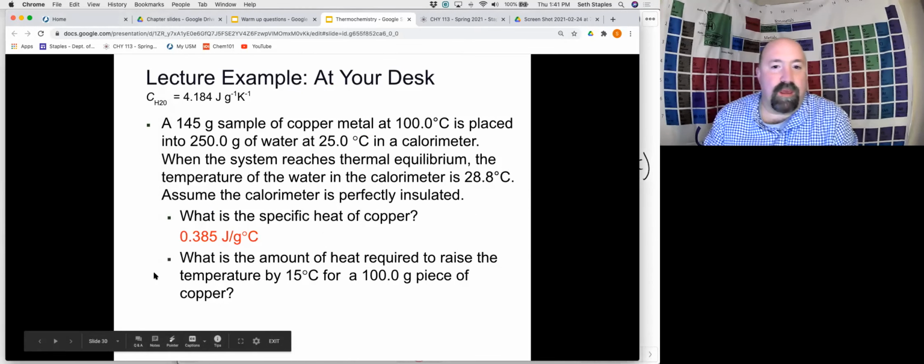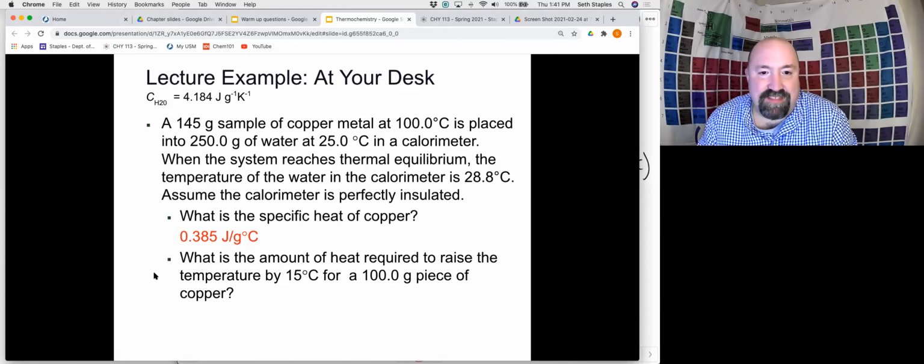So try this one now. Try to find the amount of heat that is required to raise the temperature by 15 degrees C of a 100-gram piece of copper. This one's simpler. Now you're just going to use the specific heat, use Q equals MC delta T, and find the amount of heat required for this energy change. Hopefully you calculated 578 joules.